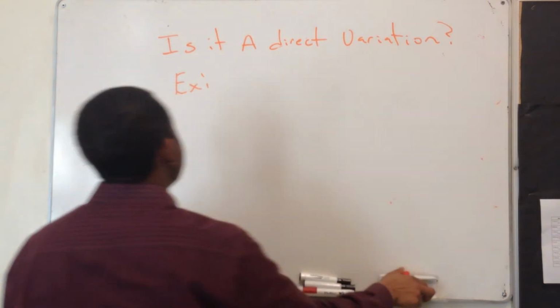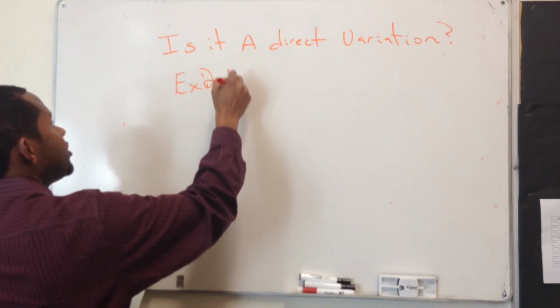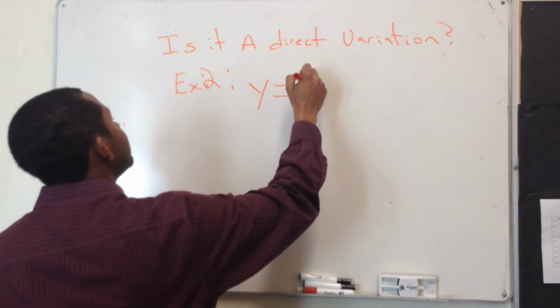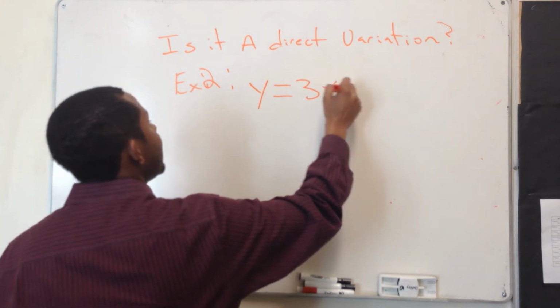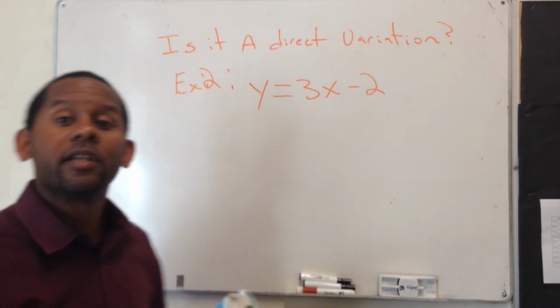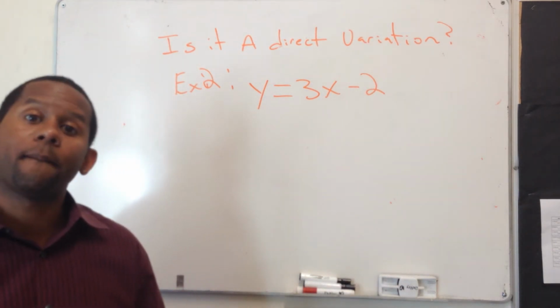Example 2, same question. Is this a direct variation? Y equals 3x minus 2. Tell me yes, tell me no, tell me why.